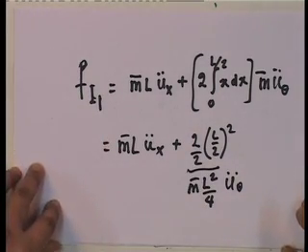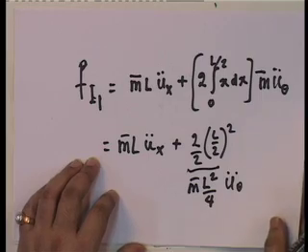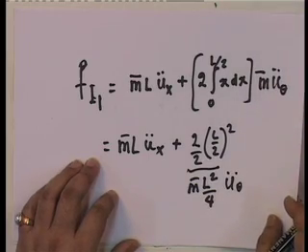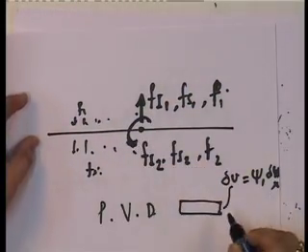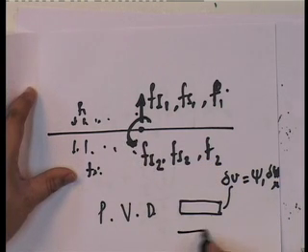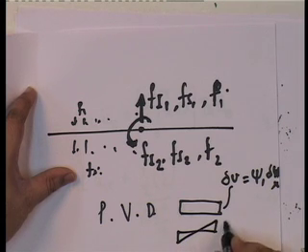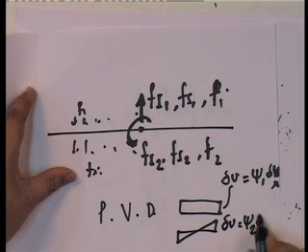Similarly, I can find out Fi2. For Fi2, how do I do it? Let us go back here. I want to find out Fi2, so what do I do? I give it a virtual displacement, which is delta v equal to xi 2 delta u theta.